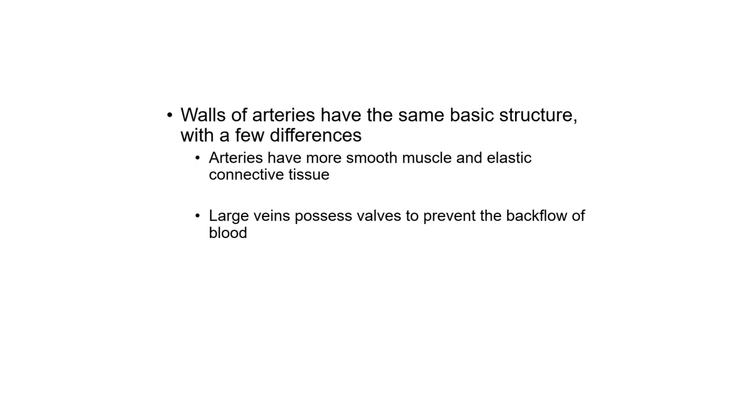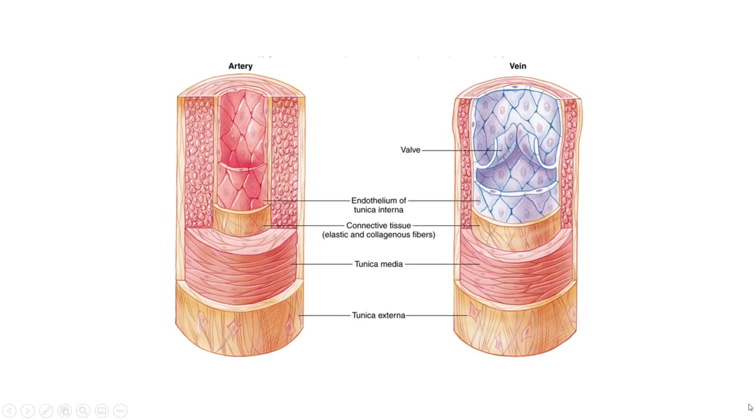Veins possess valves, whereas arteries do not. And this is because we need to prevent backflow of blood in our veins. So here's a picture showing you these 3 layers. The artery and the vein do both have these layers, but as you can see, the veins have a valve that we do not see in the artery.